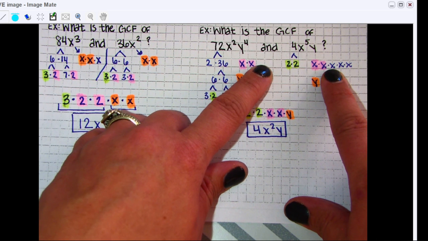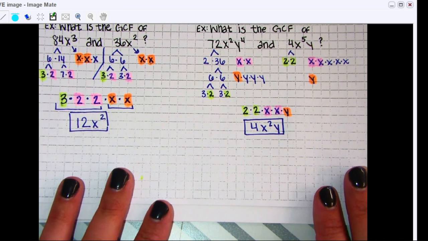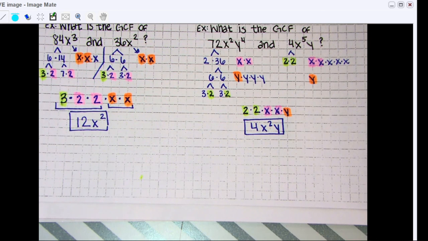Oh, I thought you could do it on the same one and match both of them. No, this is a separate and this is a separate. You group them from there. Does that make more sense? Yeah, they're separate.